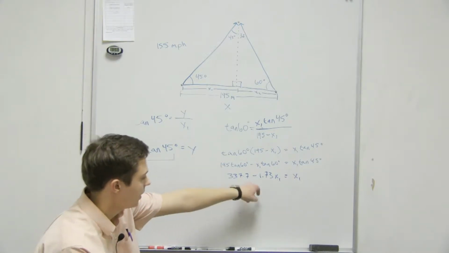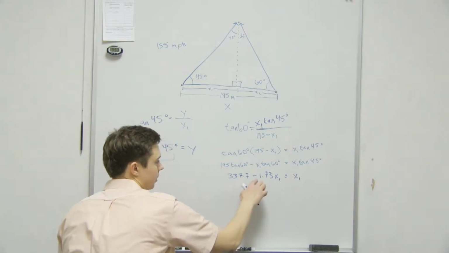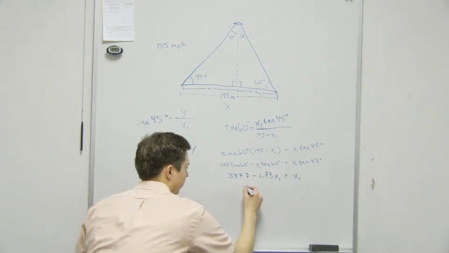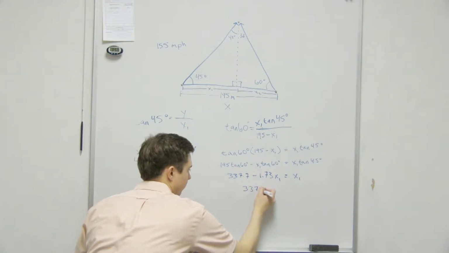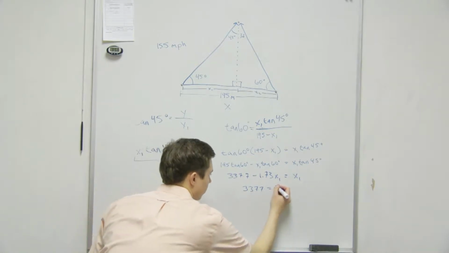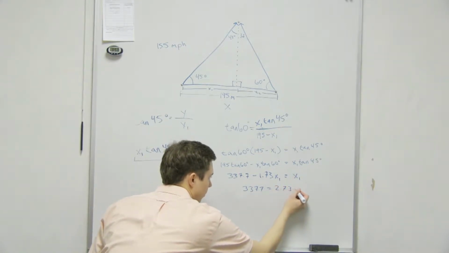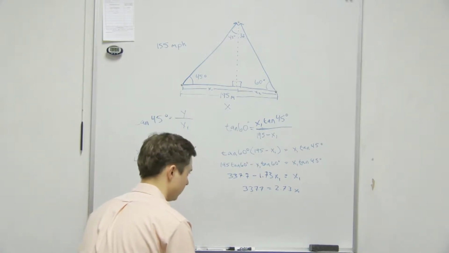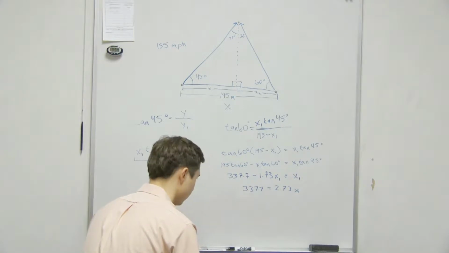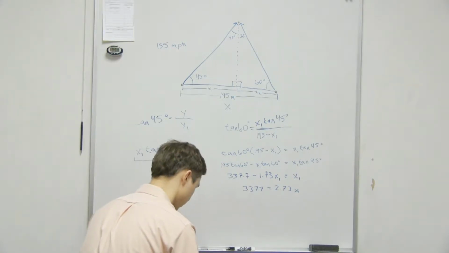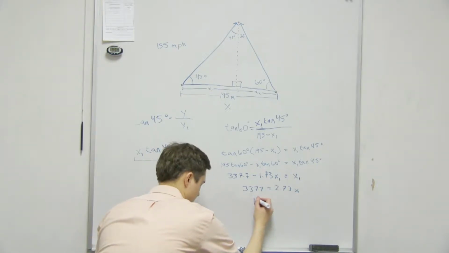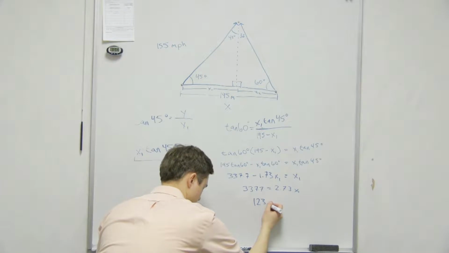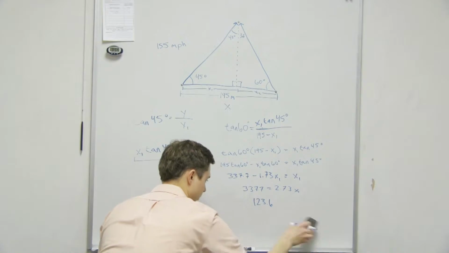Now we just want to get the x's on the same side. So we add this one over. We get 337.7 is equal to 2.73 x1. So then we divide both sides by 2.73. And we get 123.6. Let's just call it 0.7.